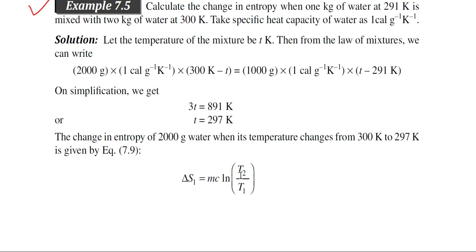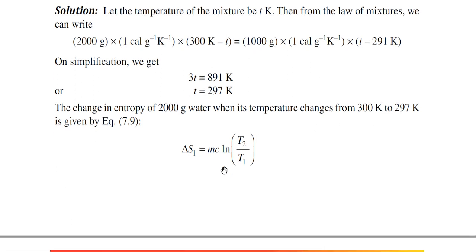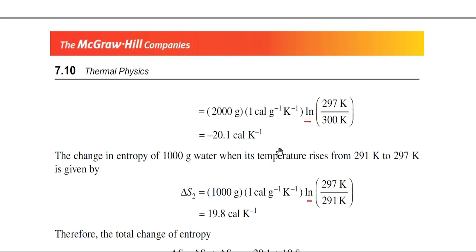The first step is that the system will lose some heat, so that is delta S1. When the temperature changes from 300 Kelvin to 297 Kelvin, then it will lose some heat. So this is delta S1. You have to calculate delta S1.